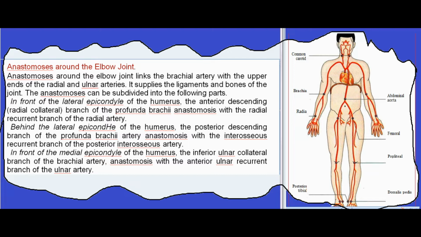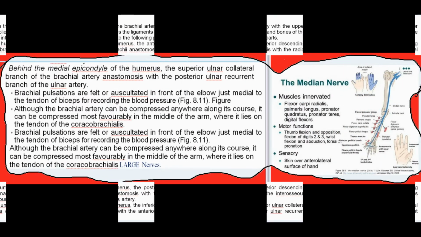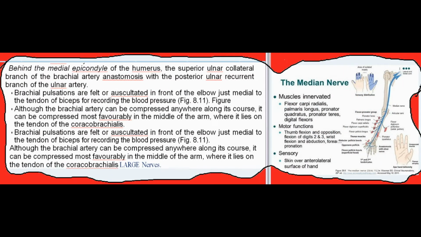In front of the medial epicondyle of the humerus, the inferior ulnar collateral branch of the brachial artery anastomoses with the anterior ulnar recurrent branch of the ulnar artery. Behind the medial epicondyle of the humerus, the superior ulnar collateral branch of the brachial artery anastomoses with the posterior ulnar recurrent branch of the ulnar artery.